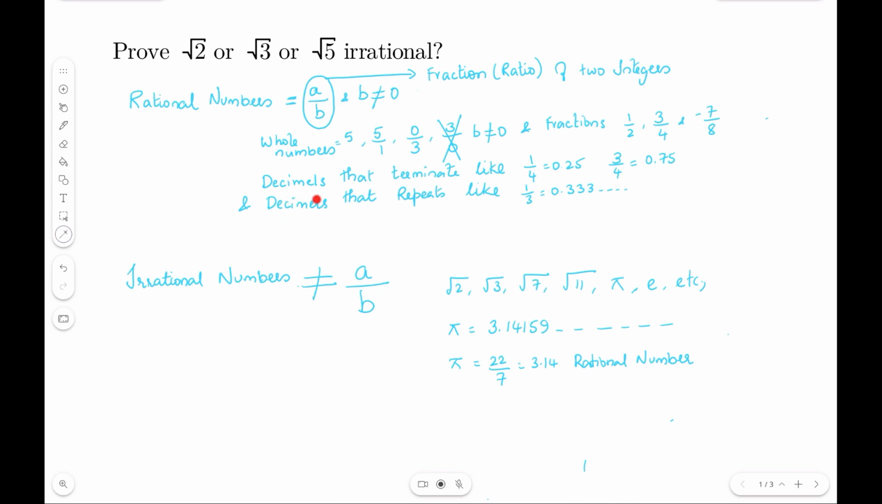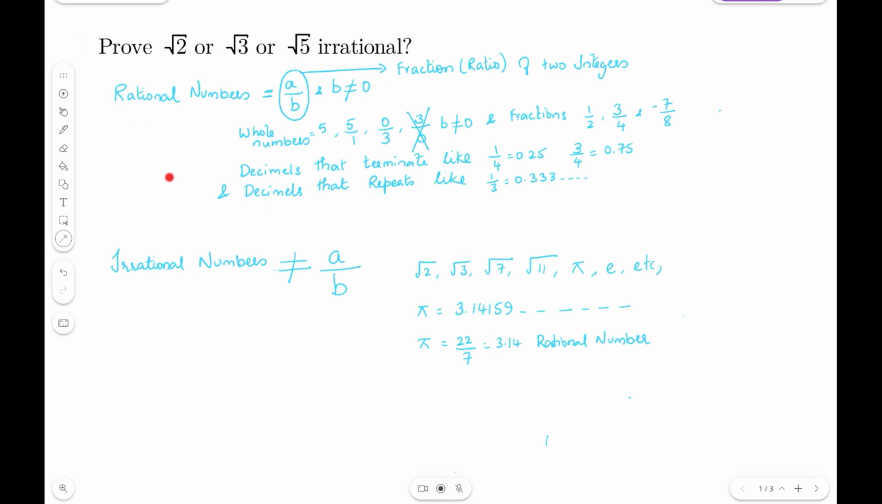There are also decimals that terminate, like if you divide 1 by 4, you get the answer 0.25. This is a rational number. 3 by 4 is 0.75, a rational number. However, there are decimals that keep repeating, like if you divide 1 by 3, you get 0.3333. It keeps repeating. Such numbers are also known as rational numbers.